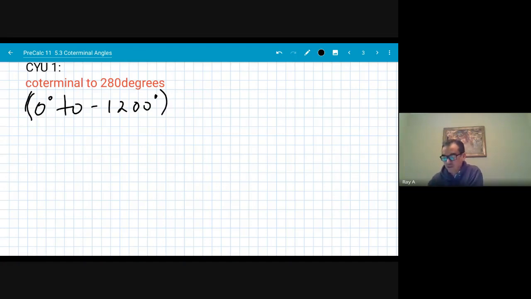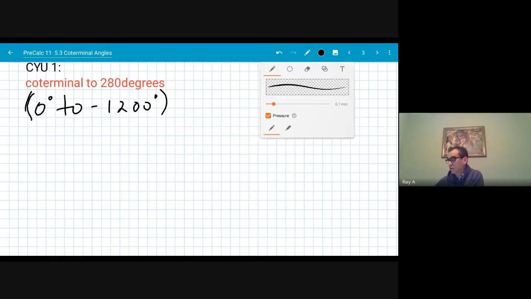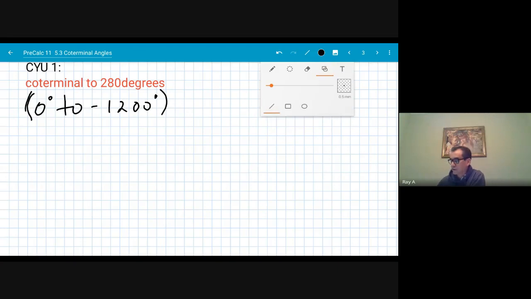If you want, you can draw the angle first. Some of you might want to do it that way. So yeah, sure, let's draw the angle first.